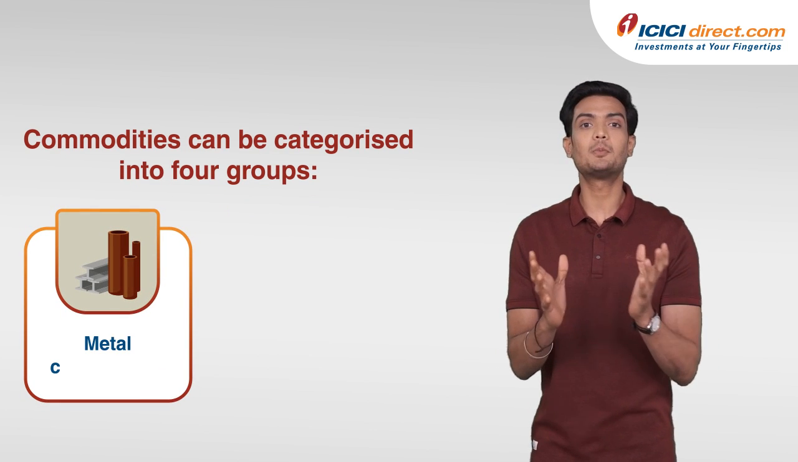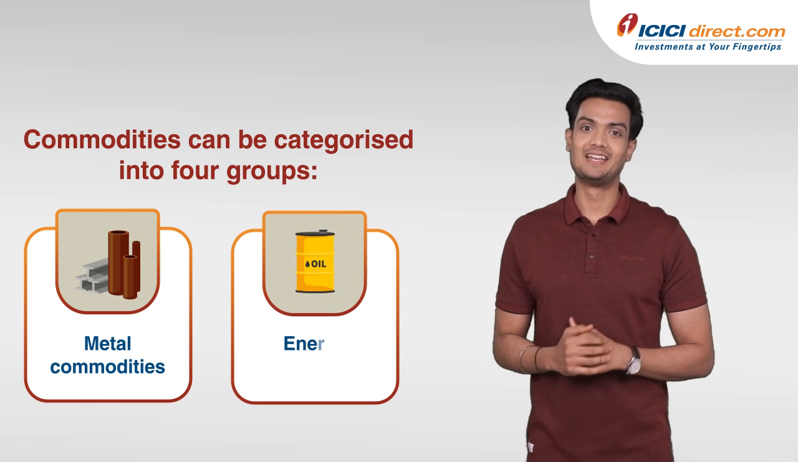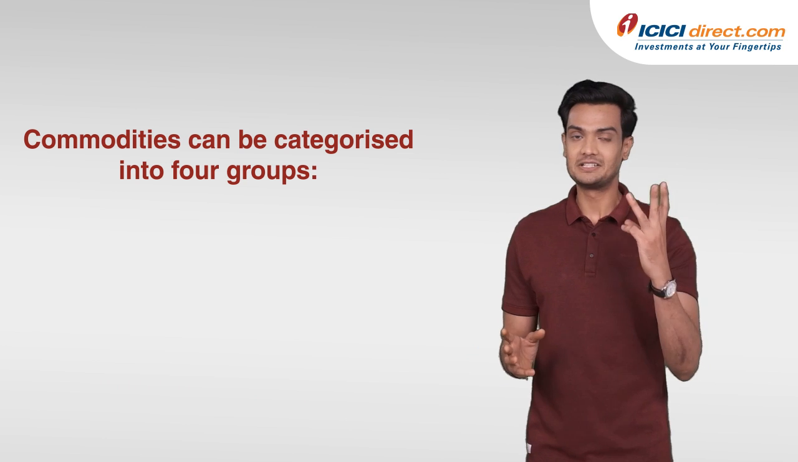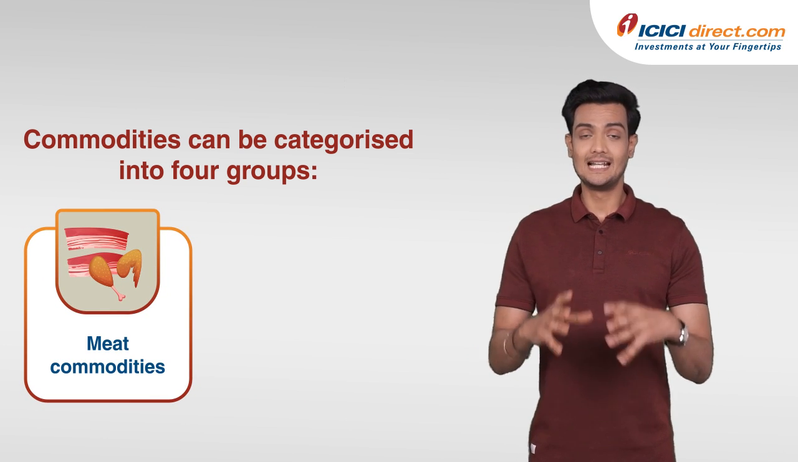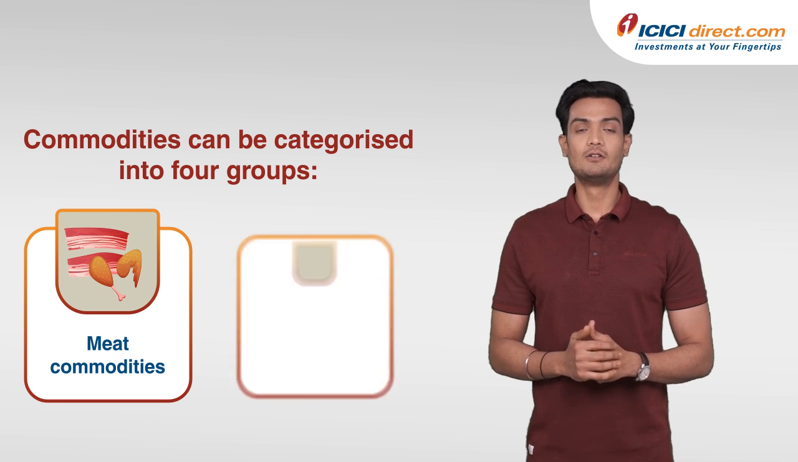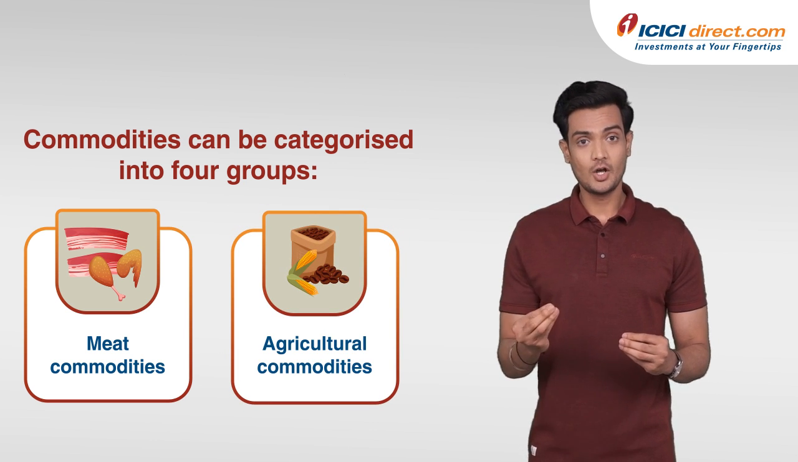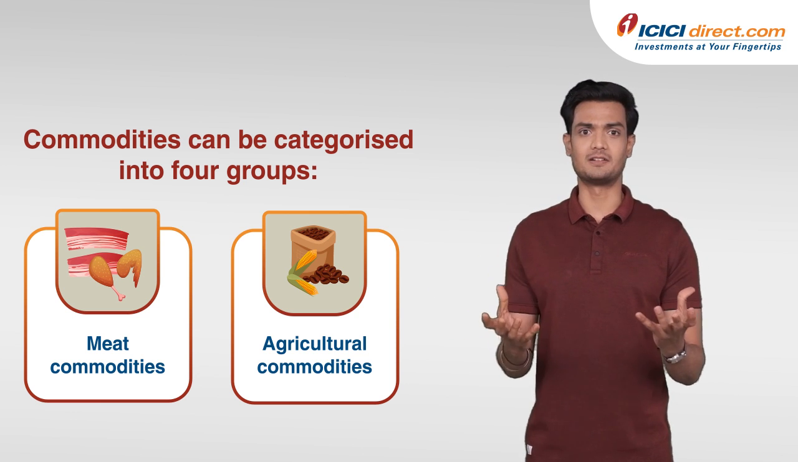First, metal commodities like gold, silver, platinum, and copper. Second, energy commodities such as crude oil, gasoline, and natural gas. Third, meat commodities such as live cattle, pork bellies, lean hogs, and feeder cattle. Fourth, agricultural commodities like soybean, corn, cocoa, coffee, wheat, rice, cotton, and sugar.